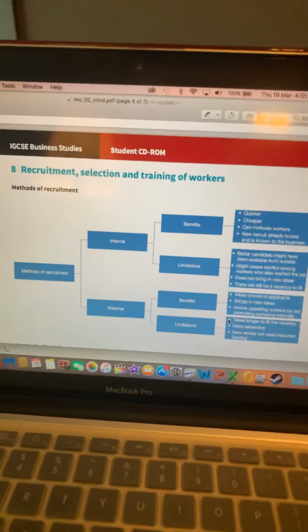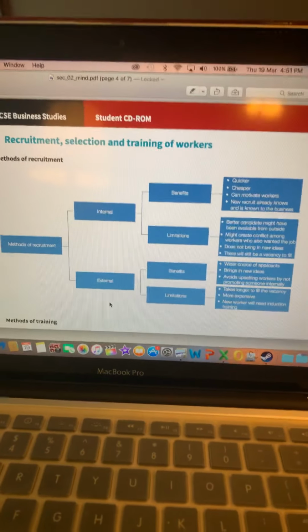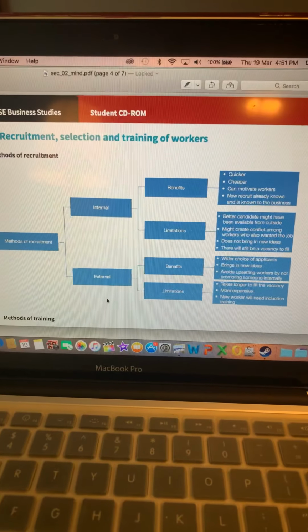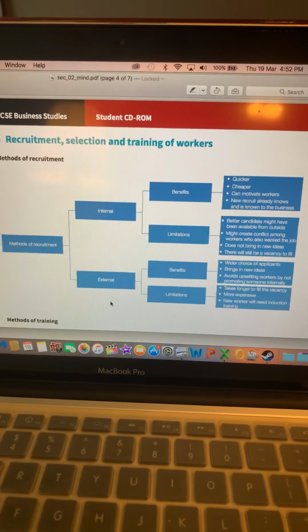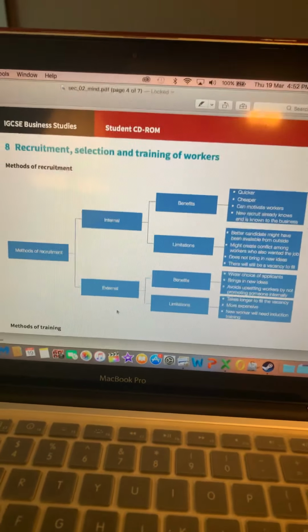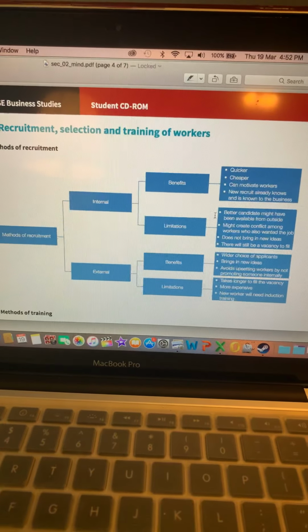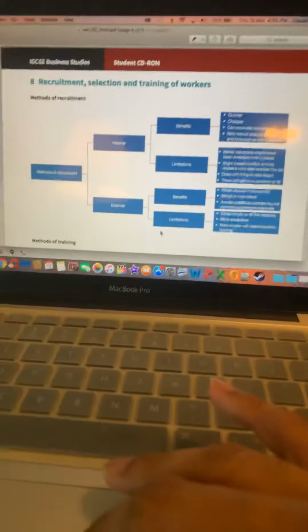Yeah, okay. Recruitment, selection, and training of workers. Okay, so this I think showed up mainly in the context of the business investing into technology. Now, because of the investment in technology, there may be opportunity for training. So we have two types of training: internal and external. The benefits and limitations of external and benefits and limitations of internal are right here. Pretty straightforward stuff, right? If you have questions, ask me. I will be more than happy to help you.